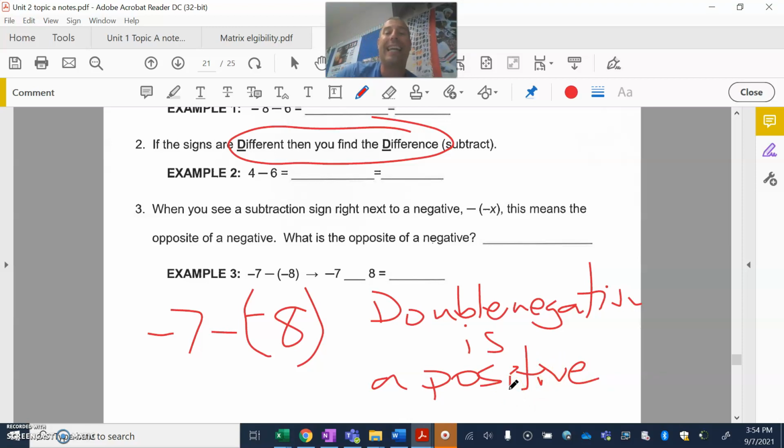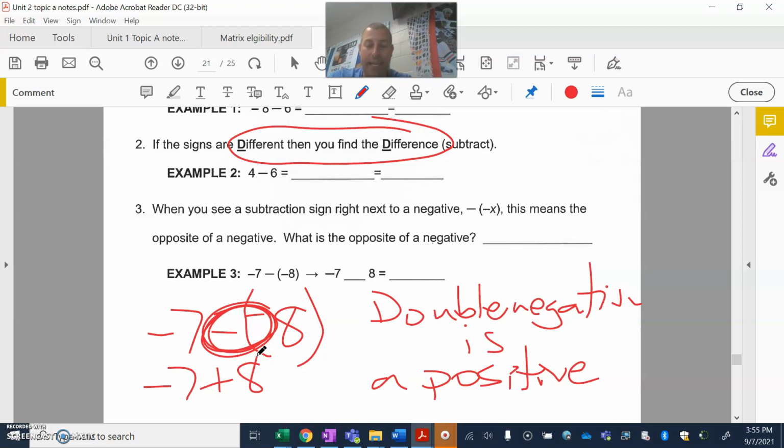Just like in language arts, if we come across it for grammar, we need to rewrite it. So the double negative becomes a positive. So the real question is negative 7 plus 8. So when you see a double negative, we have to rewrite it. We're not allowed to use them.